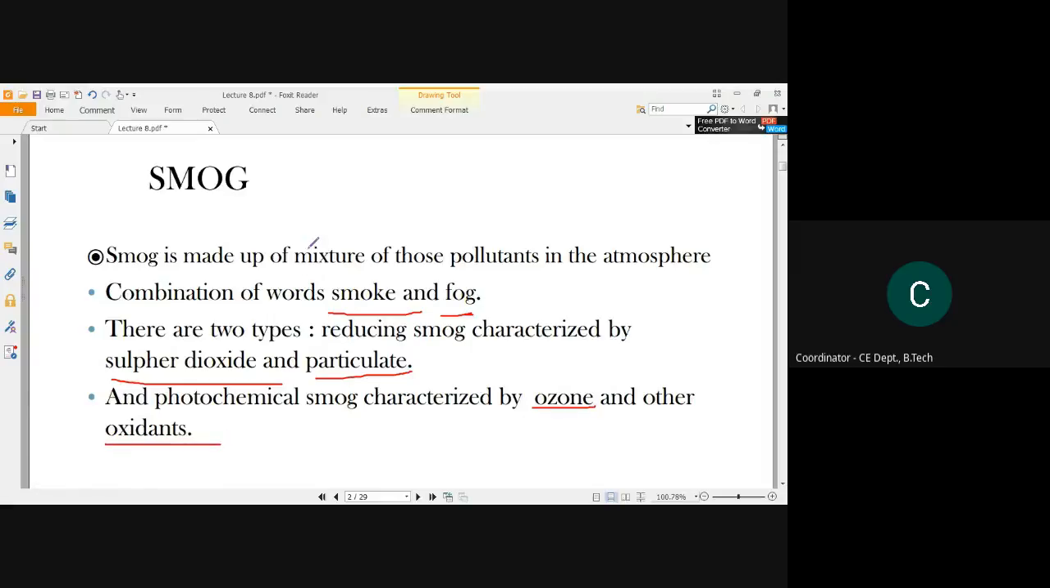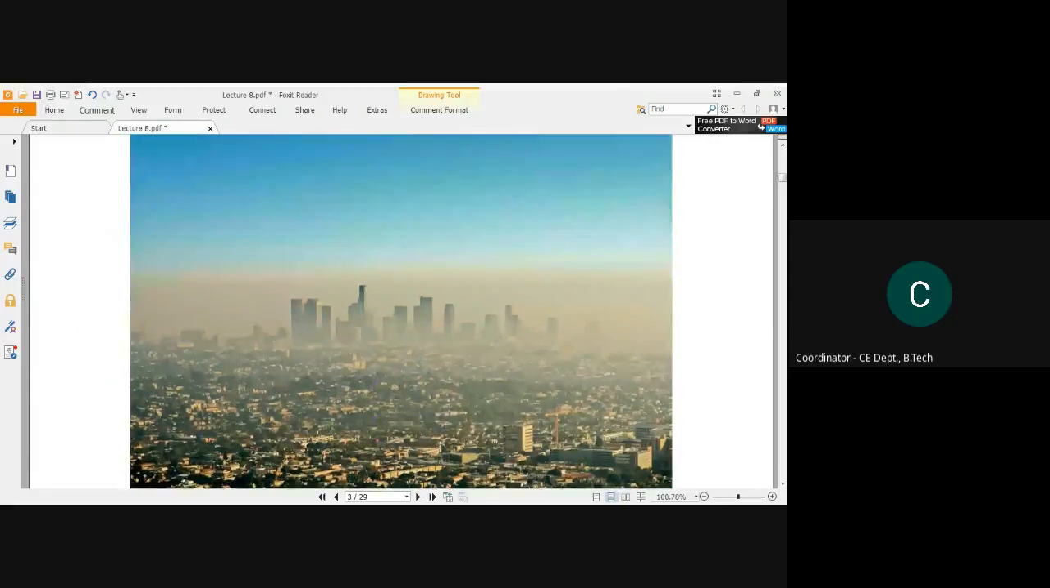So there are almost four types of smog depending upon its content of sulfur dioxide and particulate matter, and another type which is dependent on the photochemical activity which induces ozone and oxidants. So these two components can also create smog. Okay, so this is a typical diagram of smog.